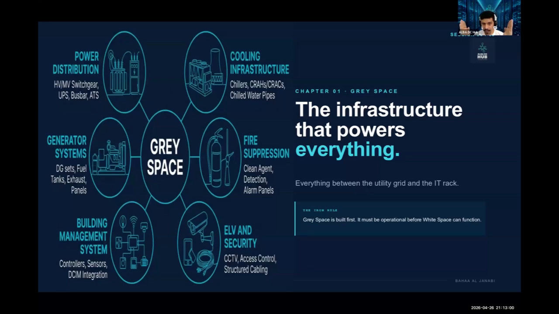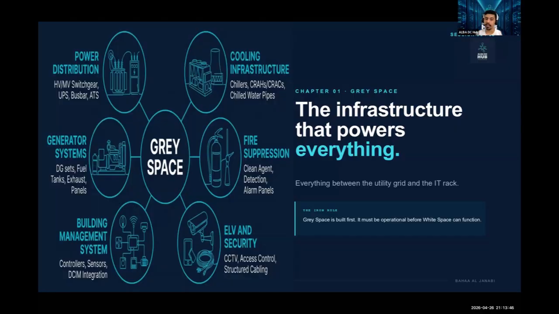Space between those two main points is the gray space. All right, so what we have here: power distribution system, HV, MV, LV, bus bar, ATS (automatic switch), UPS (uninterrupted power supply), chiller, CRAC, chilled water pipes, etc., the cooling infrastructure, fire suppression system, clean agent, detection, the alarm panel, the integration between these different systems, generator system, generator set, fuel tank, exhaust, panel on their side, BMS (building management system), controller, sensor, etc., ELV and security, CCTV, access control, structured cabling.